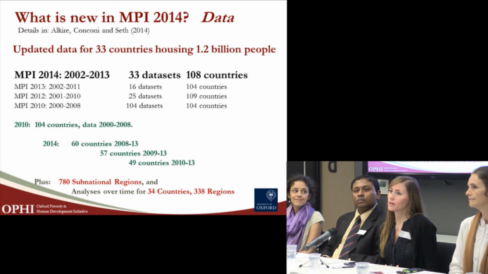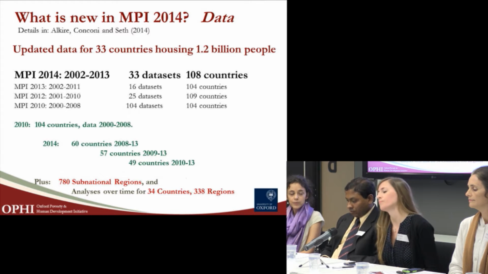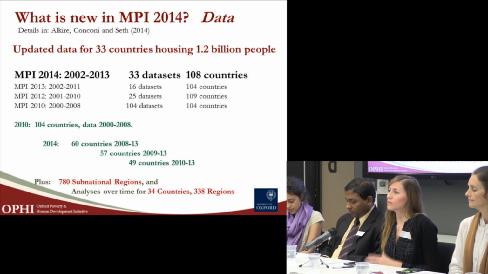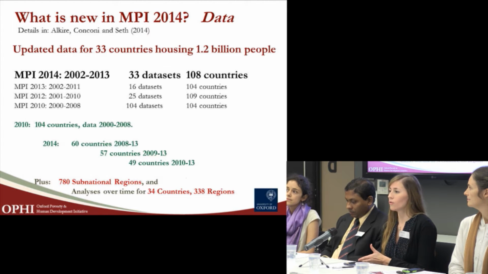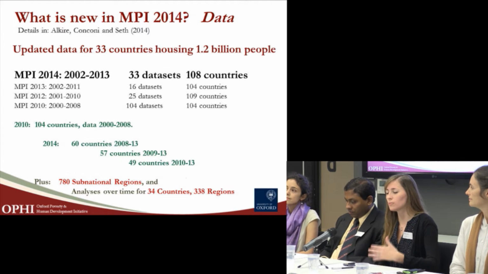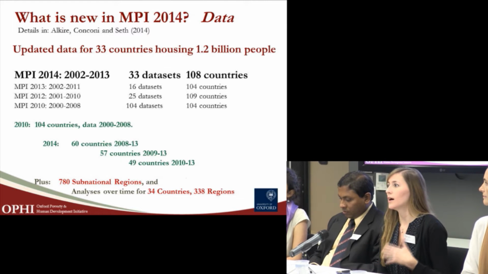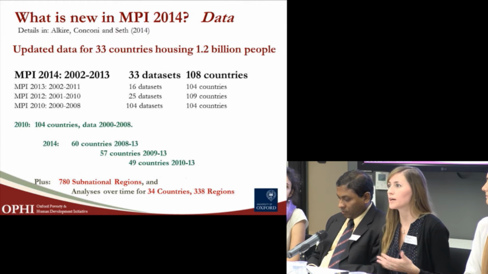We are using data from 2002 to 2013, China being the only country that dates back to 2002. When the MPI was initially launched, the data used was between 2000 and 2008, and now we have 57 countries that are more recent than that, 2009 or even more recent. So we have been able to update a lot of the information, and we are expecting to update at least 20 more countries in the next round of the MPI.